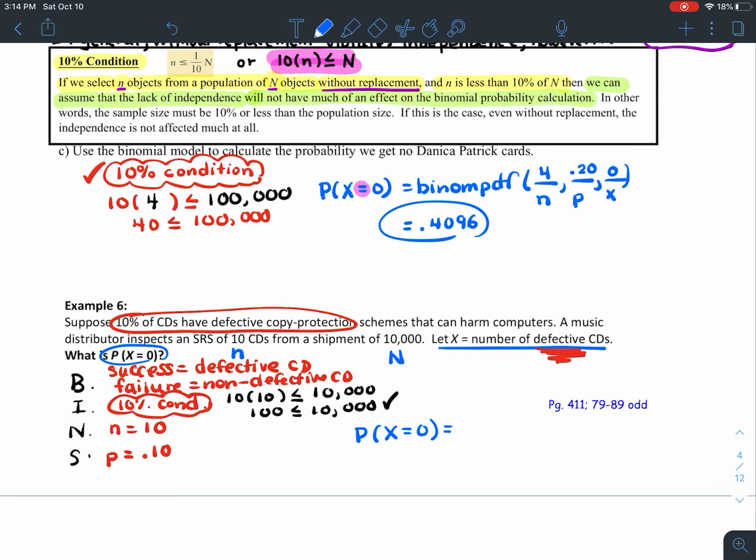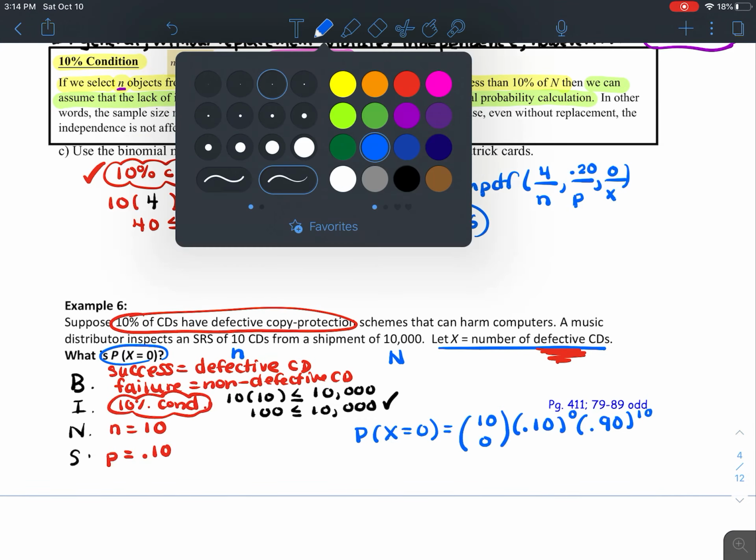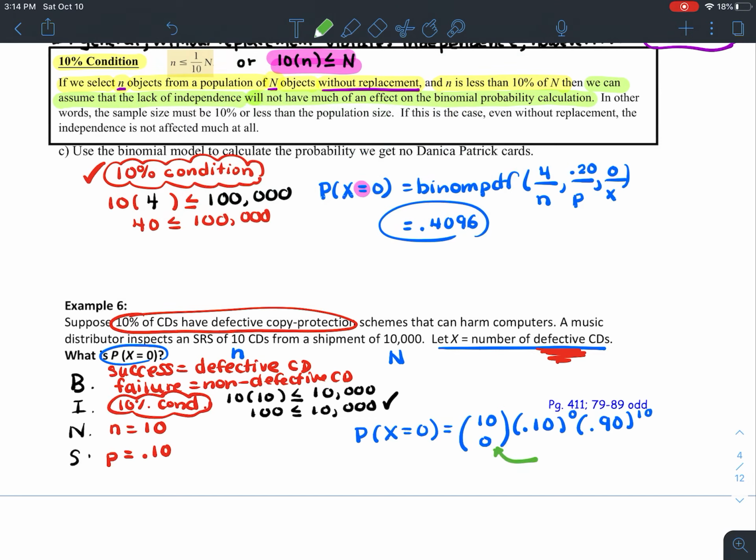Now if I were to use the formula on the formula sheet, this is how I would set it up. And there are multiple choice questions that involve the formula, so you don't always want to use the calculator command. Make sure that you're really comfortable with using the formula as well. We had talked in a previous video that to get this binomial coefficient here, you have to use the nCr feature, which is under the math button under the probability menu. 10 would be your n and 0 would be your r there.